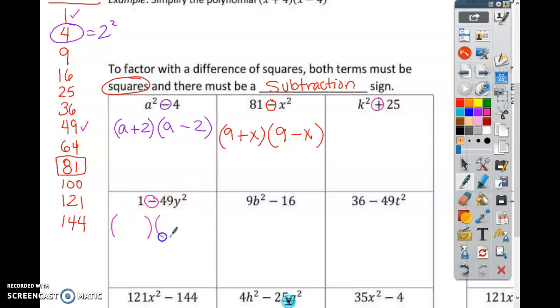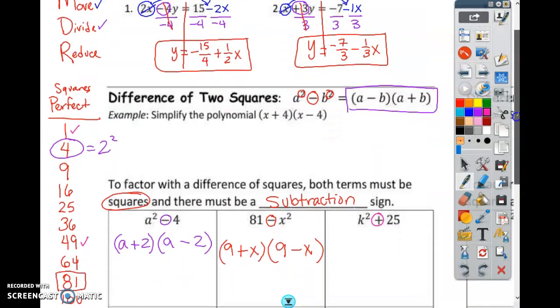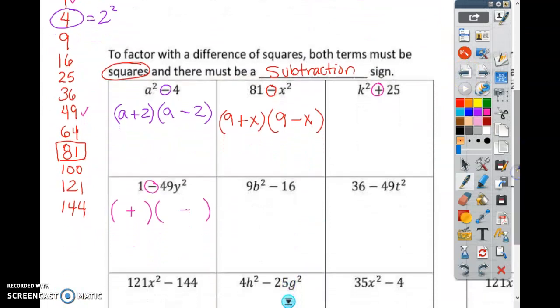So, pretty easy. 1's plus, 1's minus. The square root of 1. And the square root of 49. So the square root of 1 is 1, and the square root of 49 is 7. So those are going to be my answers. The square root of 1 is 1. The square root of 49 is 7. And the square root of y squared is y. Done.